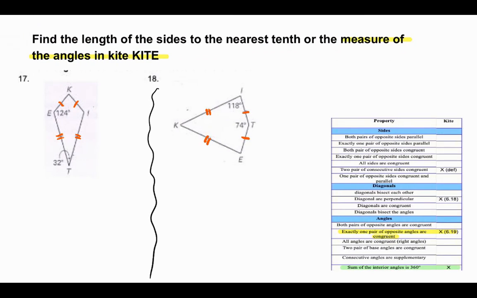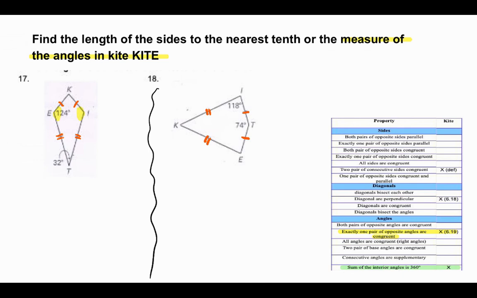In a kite, finding the measures of the angles, we're going to use two facts. Exactly one pair of opposite angles are congruent, and the sum of our interior angles is 360. So remember, in a kite, you have your two sets of consecutive congruent sides. Our congruent angles are the angles opposite each other with the intersection of our congruent sides.